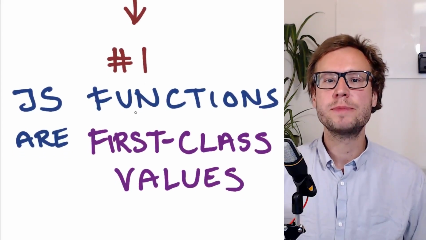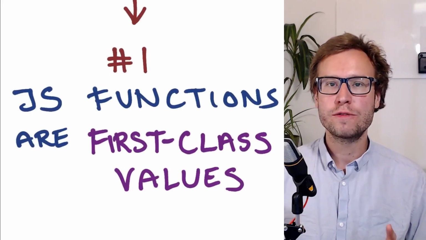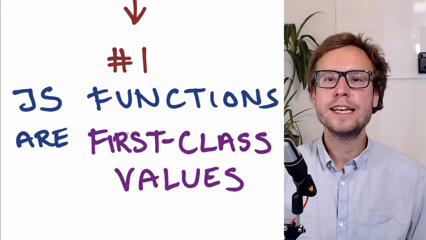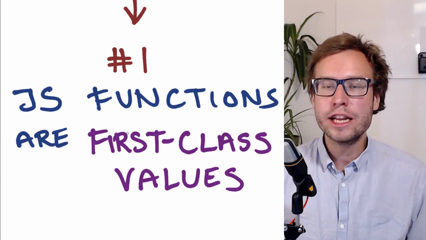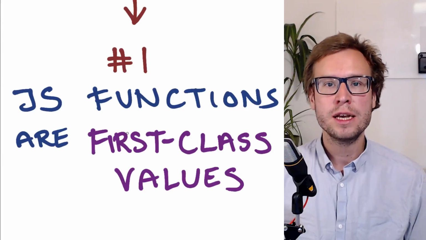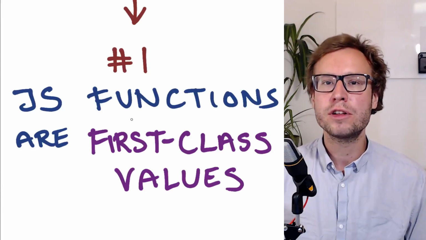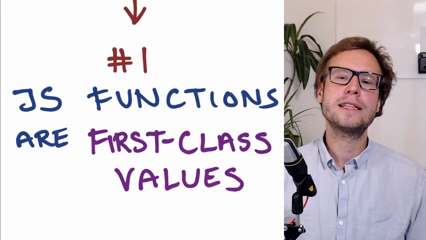In JavaScript, functions are first-class values. They're first-class values. In other words, what does this really mean? It means that they are values like any other. Like any other value in JavaScript, functions can do all the same things and they behave in all the same ways as other values. But let's back up for a second.